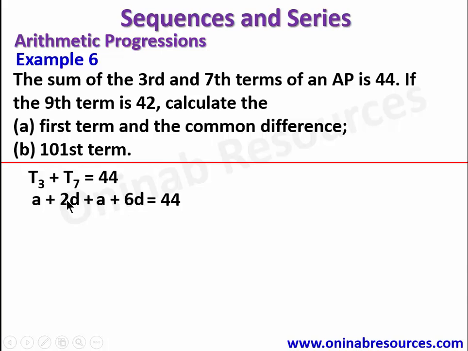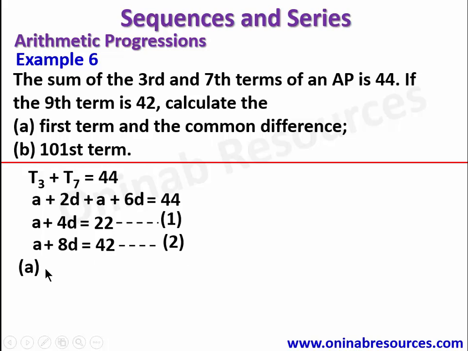This is 2A plus 8D, so 2 is common. We can just say A plus 4D, since A plus A is 2A divided by 2 gives A, and 2D plus 6D is 8D divided by 2 gives 4D, is equal to 22. 44 divided by 2 is 22. So that gives equation 1. Then the ninth term is 42, which is A plus 8D equal to 42, since the formula for T9 is A plus 8D. We call this one equation 2.